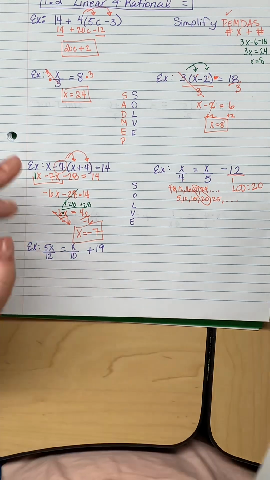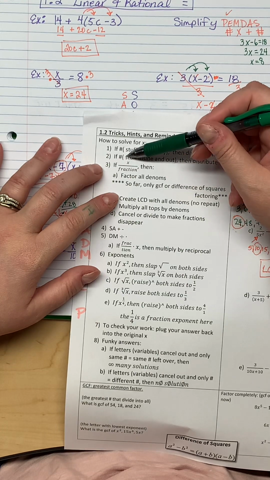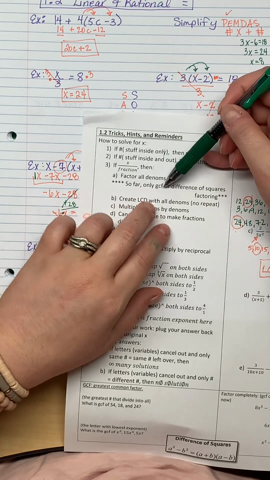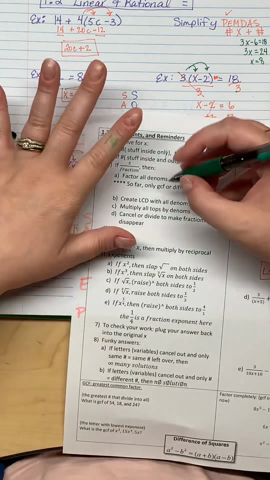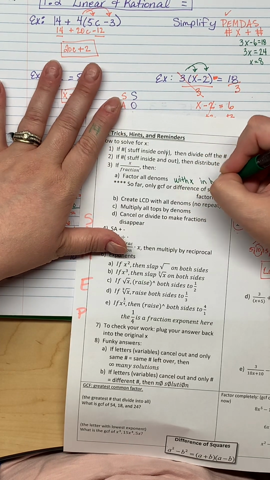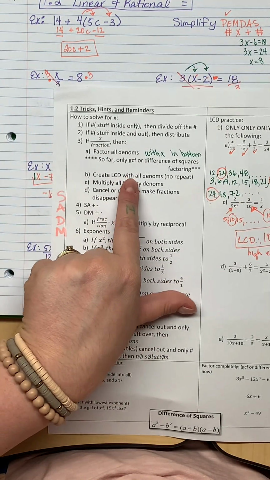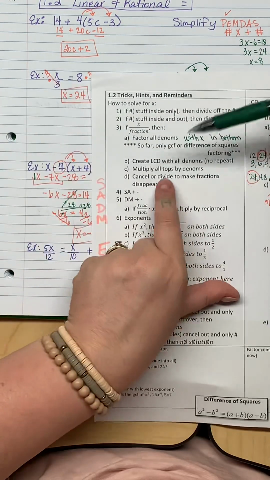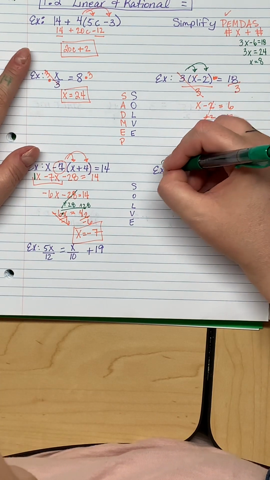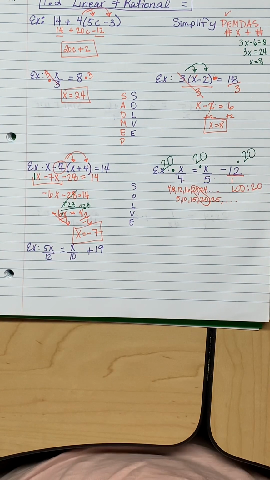Okay, so let's look at our how-to steps. If there's a number with parentheses, nope. Step 3, if there's a fraction, yes, factor all the denominators. And that's only if there's a GCF or difference of squares, like with an X in the bottom. But we don't have any X's in our bottoms. So we're going to go to part B, create the LCD. We did 20. Multiply all the tops by the denominators. This is the awesome part. We're going to put a big fat dot and a 20, big fat dot and a 20, big fat dot and a 20, just on the tops.